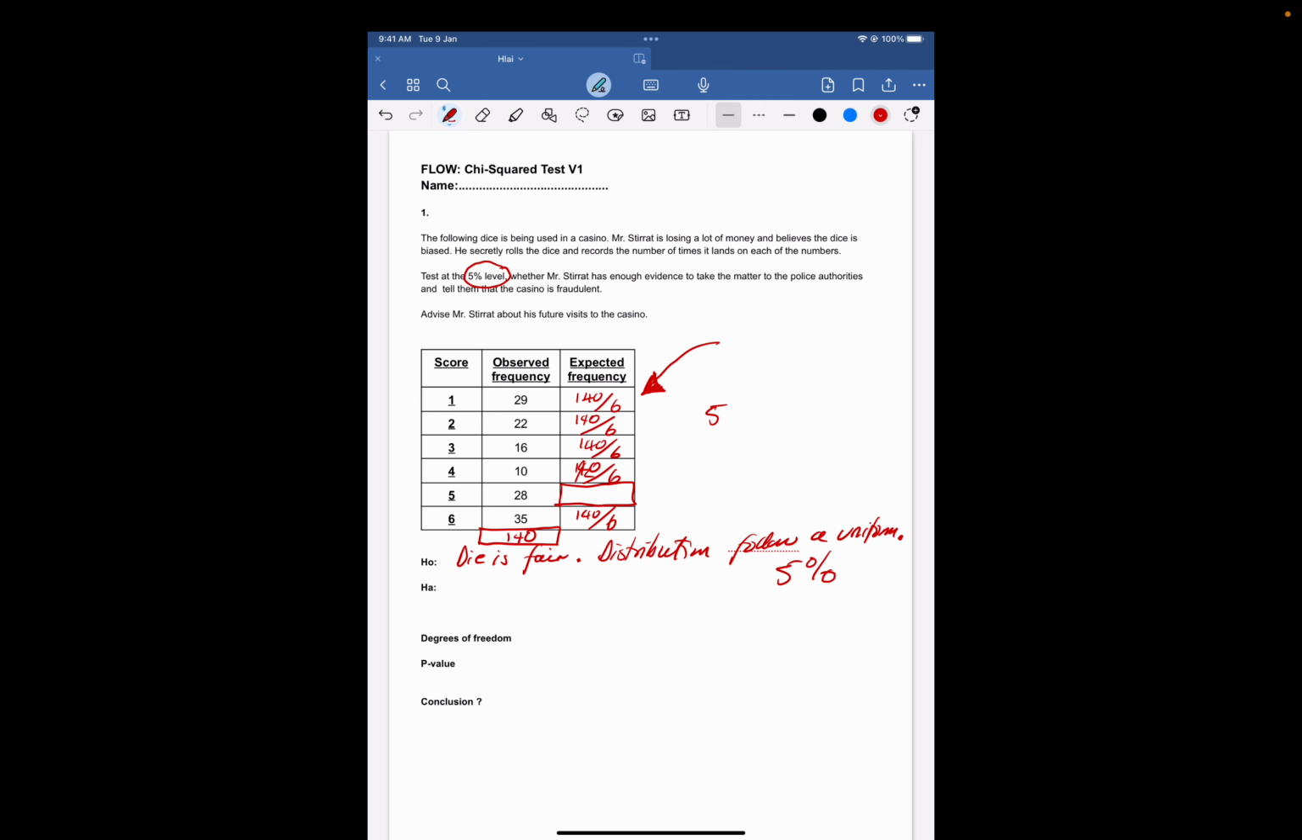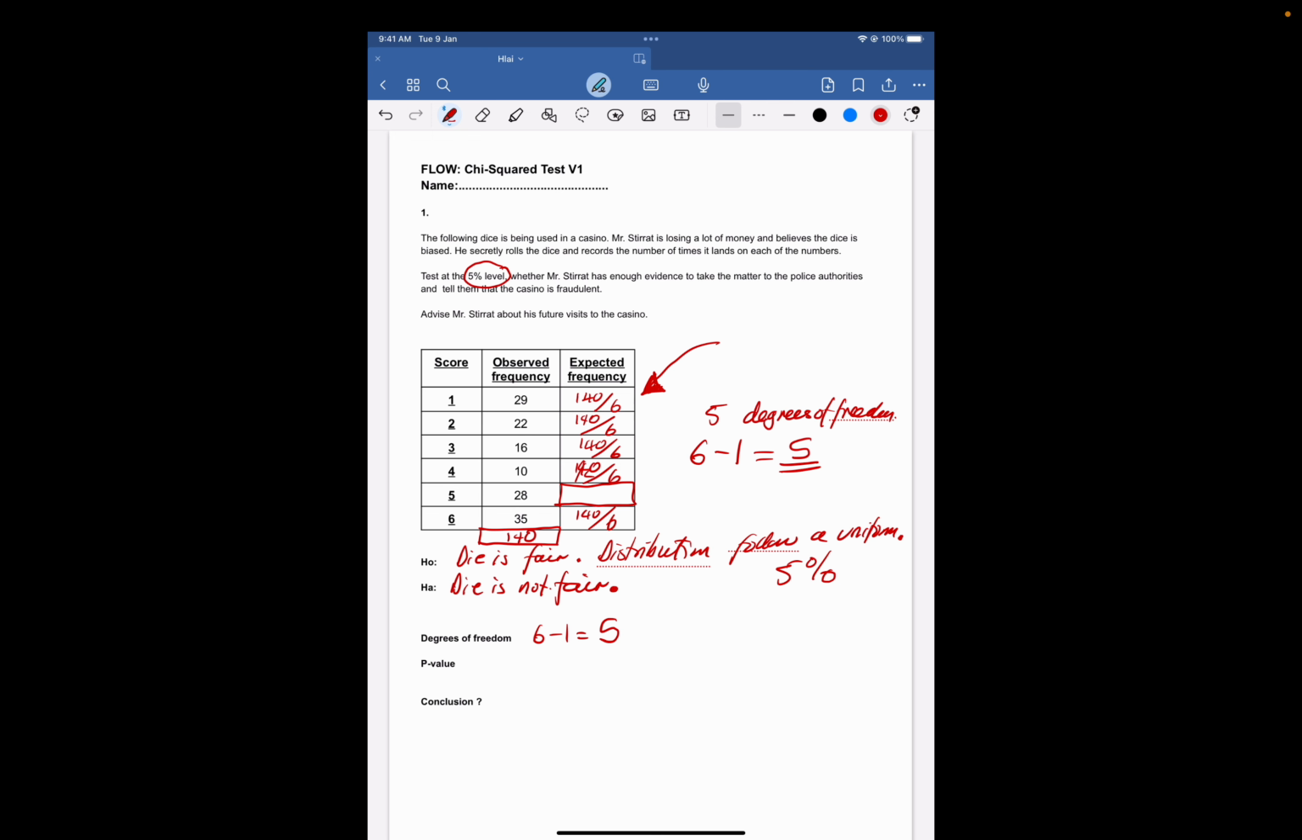So there's actually 5 free choices. We say there's 5 degrees of freedom. So that's basically the 6 cells to fill in, subtract the 1 which has to make it up to 140. So that's 5. So that's degrees of freedom. 6 minus 1 equals 5. The alternative is that the die is not fair, as in it's biased. Or you can talk about how the distribution is not uniform.